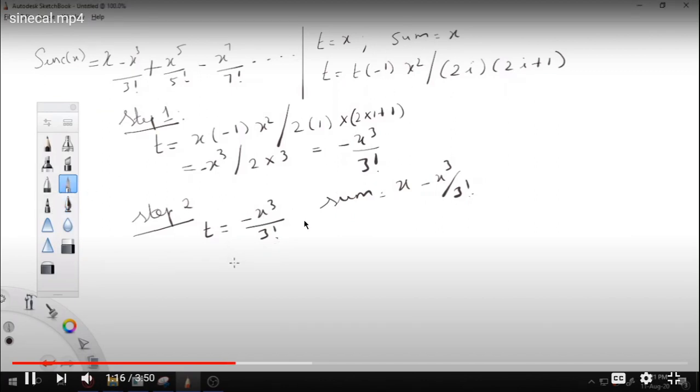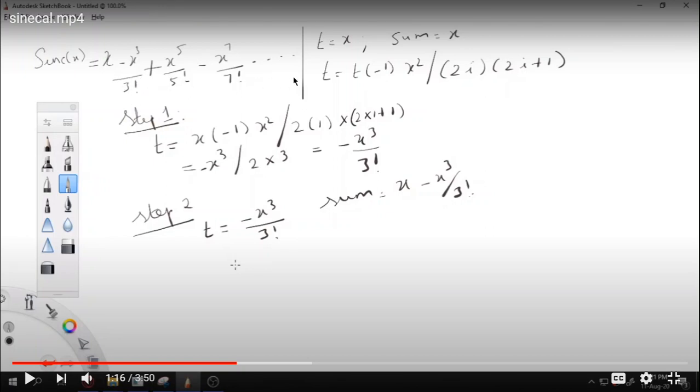Now listen here. For the denominator, it is 2i into (2i + 1). Suppose i is equal to 1, then 2i is 2 and 2i plus 1 is 3. So 2 into 3 gives us 3 factorial, since 3 into 2 into 1 is 3 factorial. We need 3 factorial for this term.